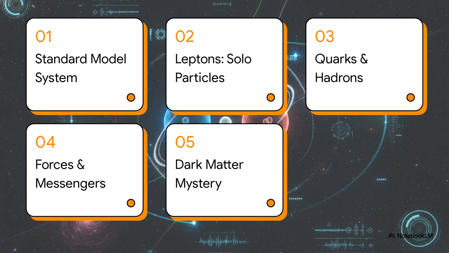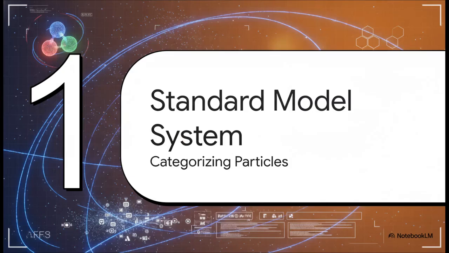So, here is our system map for the quantum world today. We'll be booting up 5 key categories: the Standard Model system, leptons as the solo particles, quarks and hadrons, forces and messengers, and finally, the dark matter mystery. All right, let's kick things off with Section 1, the Standard Model system, and how we actually categorize these particles.